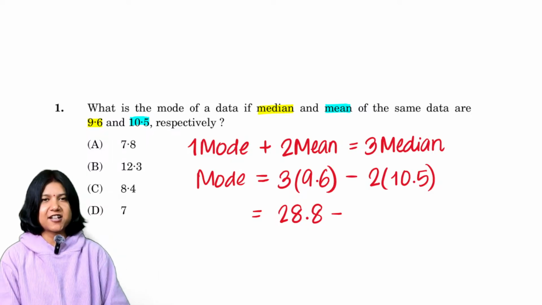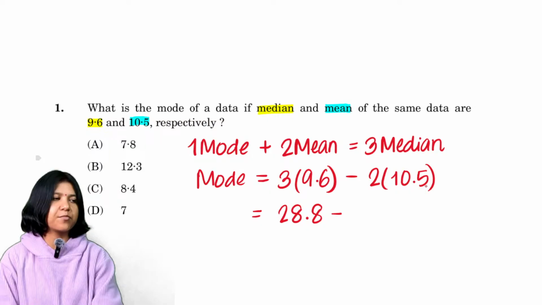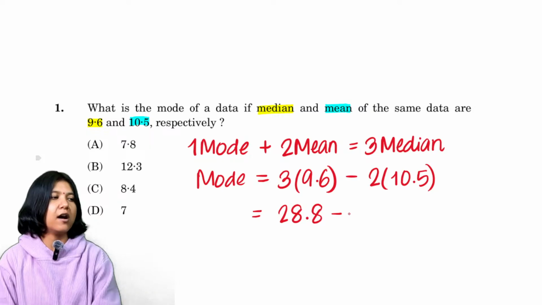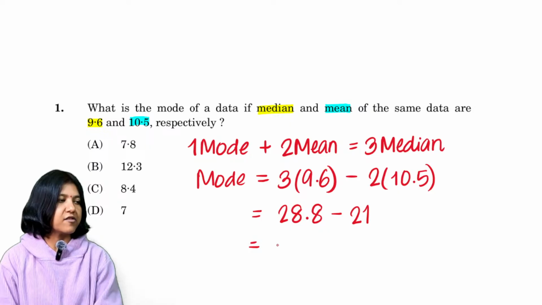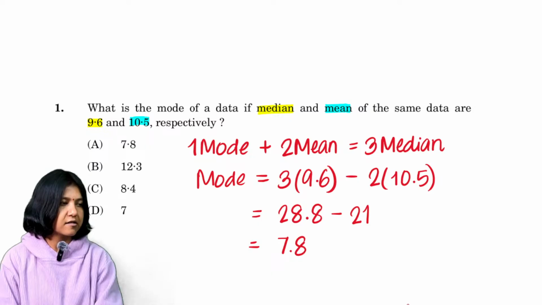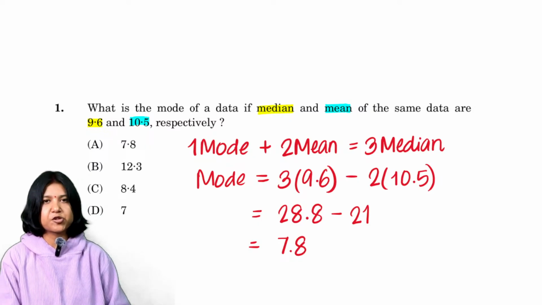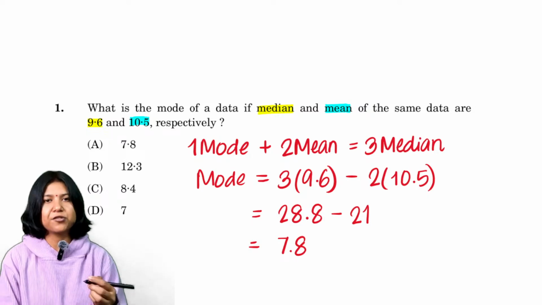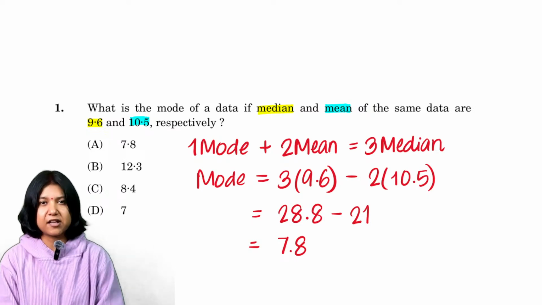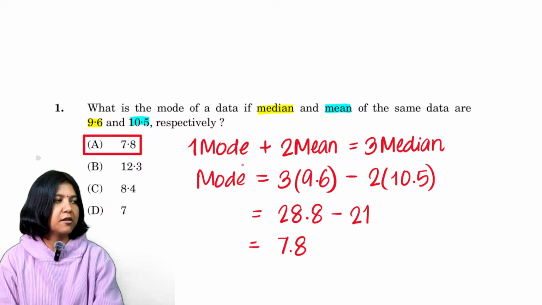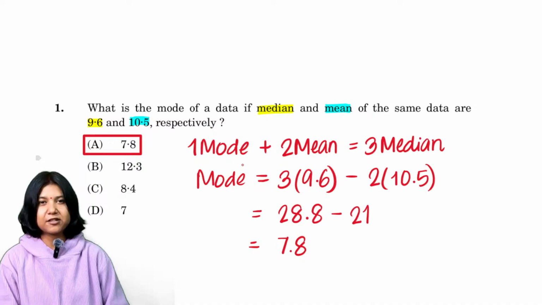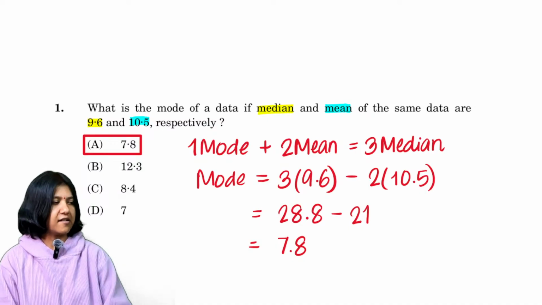All right, let's continue with this question. 2 times 10.5 is how much? 2 times 10 is 20, plus carrying 1 gives me 21. So remove 21 from 28 gives me 7, and then 7.8, right? So the mode has to be 7.8. That is how you calculate mode, provided the other two values are given, and this is how you proceed. Always remember this formula: 1 mode plus 2 mean equals 3 median. It's helpful and easy, that's it.